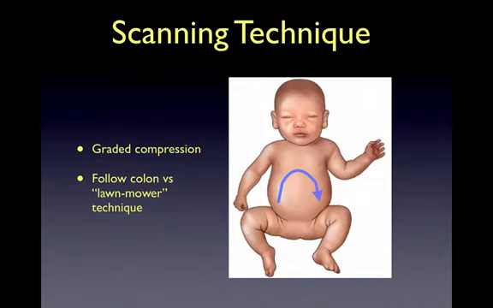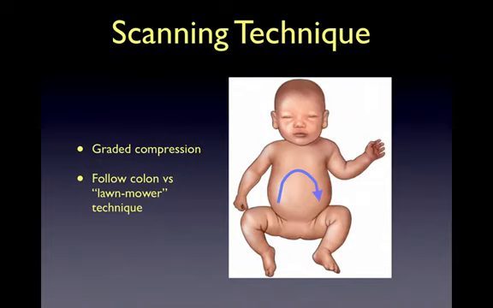In order to visualize pediatric intussusception, graded compression technique should be used. In other words, slow and steady pressure should be applied via the ultrasound probe onto the abdominal wall in order to displace the overlying bowel gas.